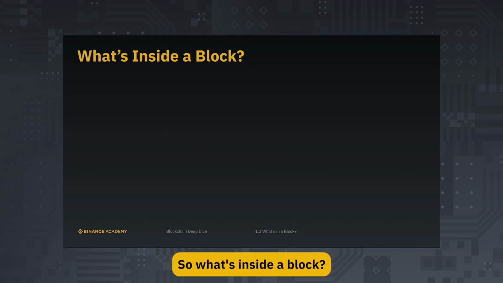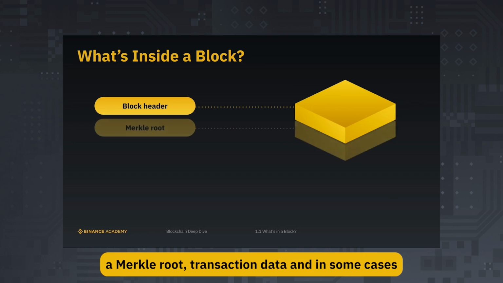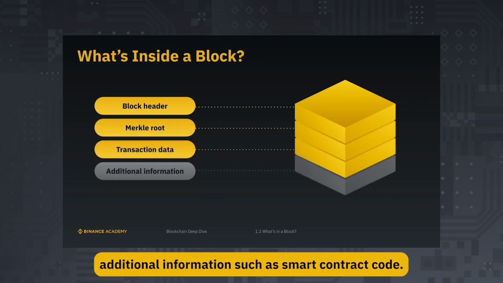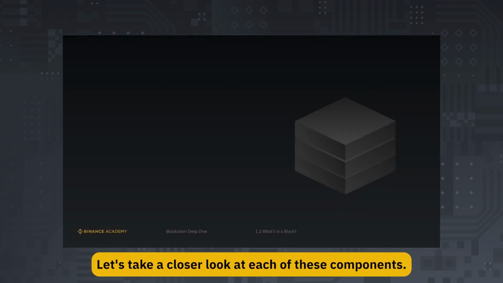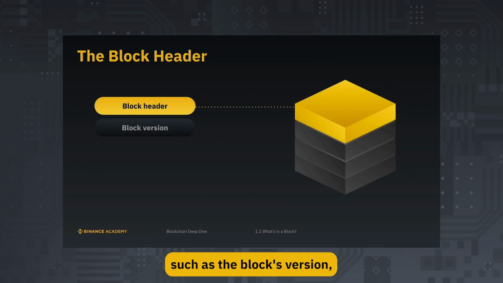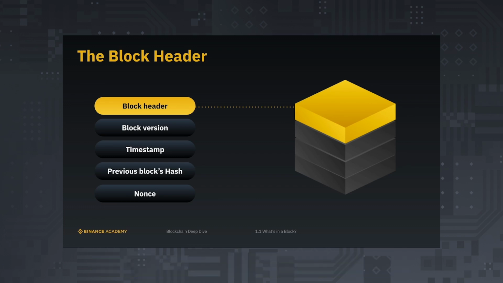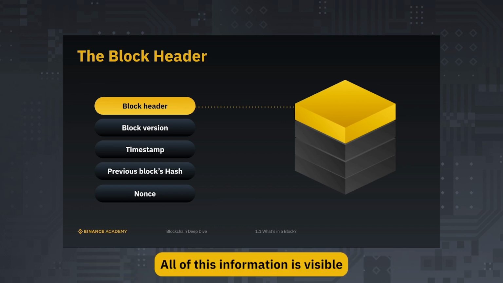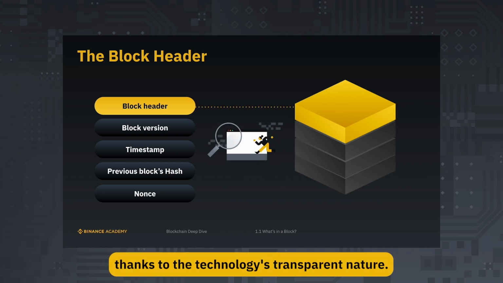So, what's inside a block? A block typically contains a block header, a Merkle root, transaction data, and in some cases, additional information such as smart contract code. Let's take a closer look at each of these components. The block header includes metadata such as the block's version, a timestamp, the previous block's hash, and a nonce, which is a random number used in the mining process. All of this information is visible on Blockchain Explorer sites thanks to the technology's transparent nature.